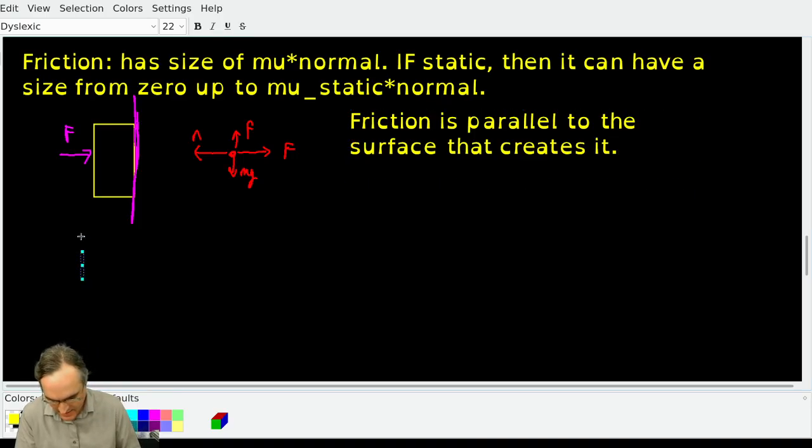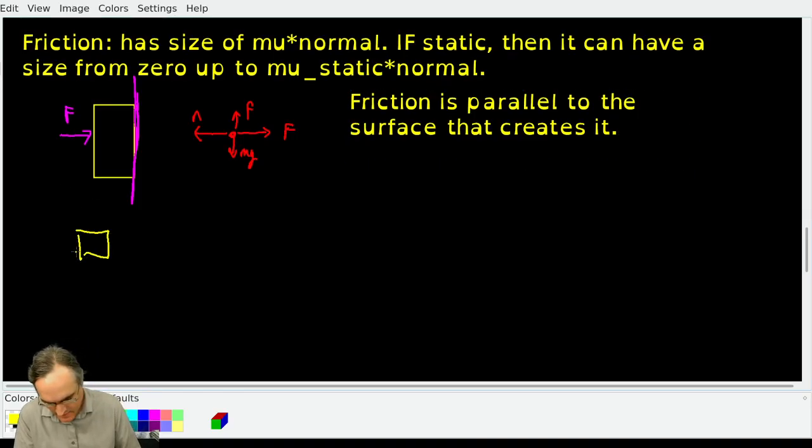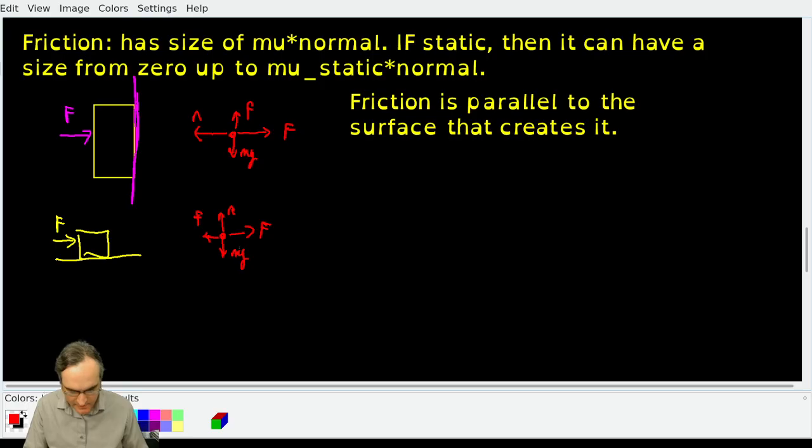If you had a box sitting on the floor and you were pushing it to the side, when we go to draw that one, we'd have our force to the side, our friction force back the other way, with normal being upward and gravitational being downward. So have a care with that. Normals are perpendicular to the surface that makes them. Frictions are parallel to the surface that makes them.